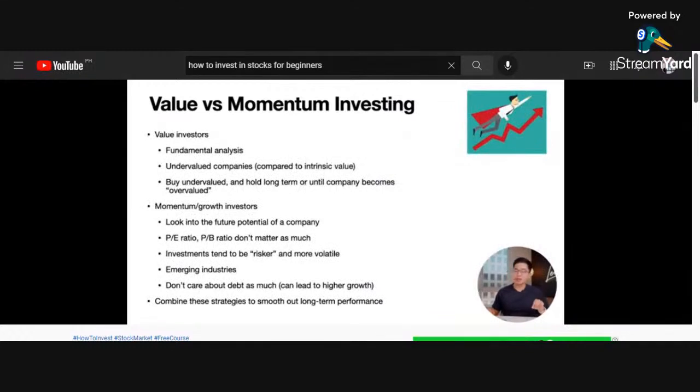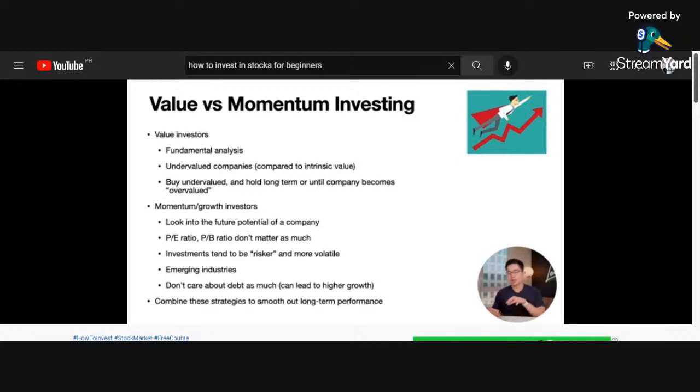Now let's also talk about value versus momentum investing, right? You have, on one hand, value investors. These people care about fundamental analysis. They care about all those metrics that we talked about, like PE ratio, price to book ratio, all that stuff. And they are specifically looking for companies that they think are undervalued compared to their intrinsic value. That's why value investors try and buy companies that are undervalued, hold long-term, or until that company becomes overvalued, and then they might sell off part of their portion of shares or sell off all their shares.